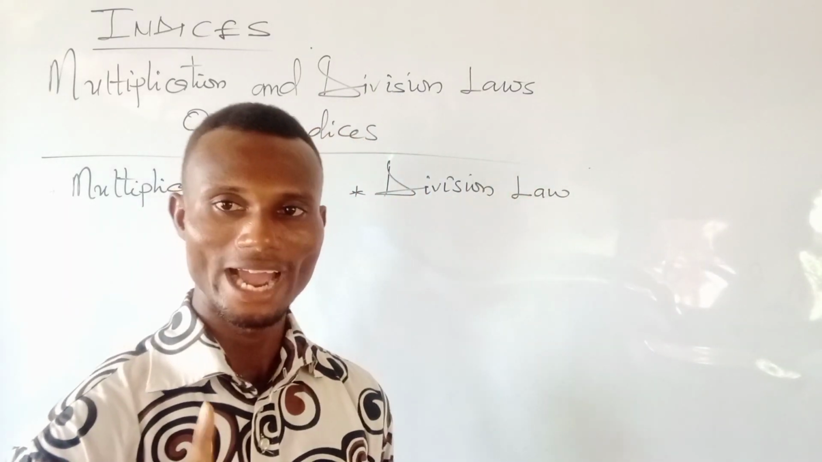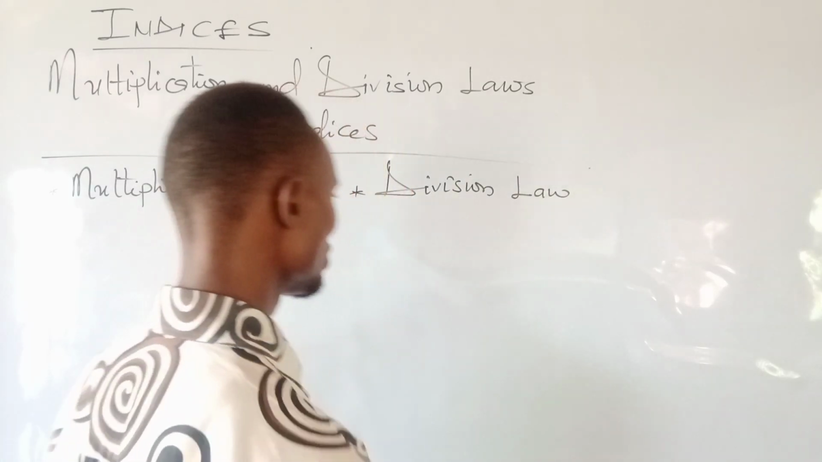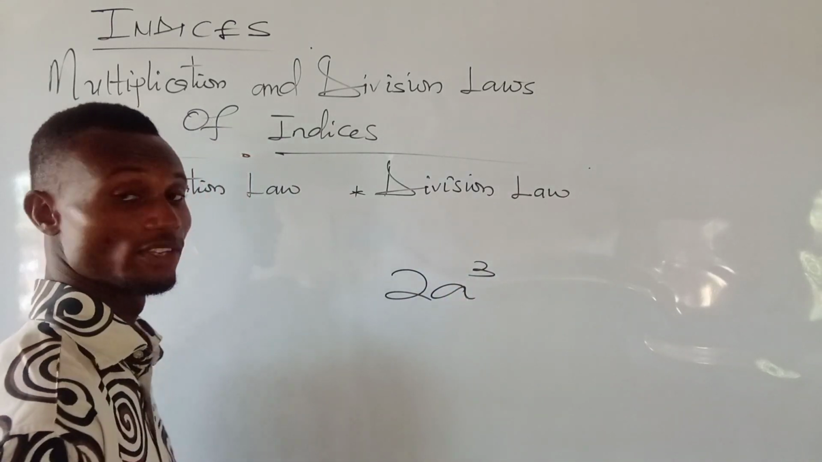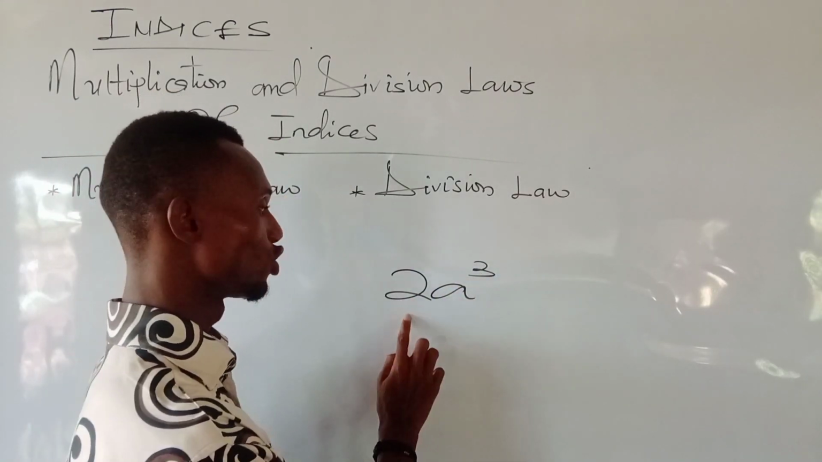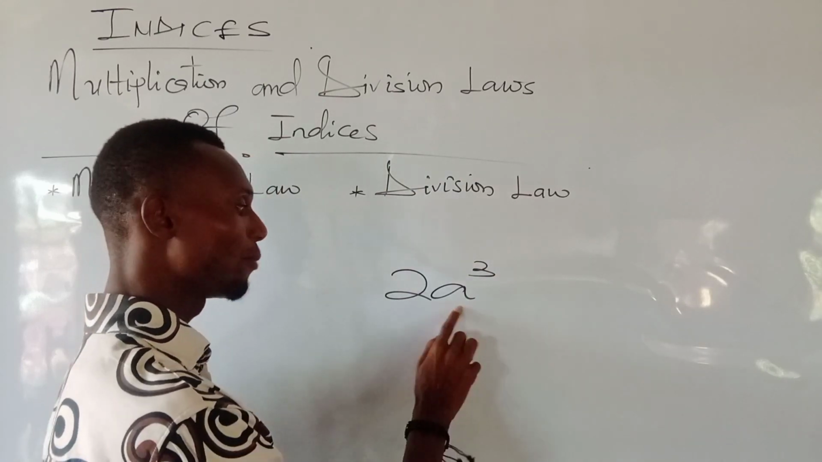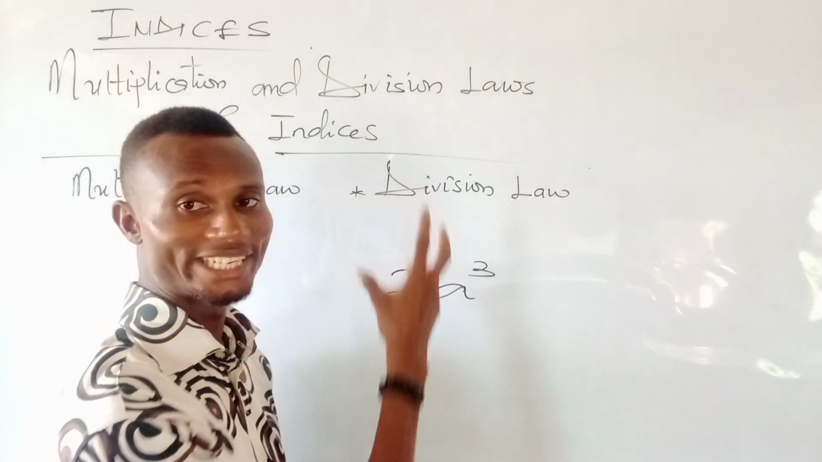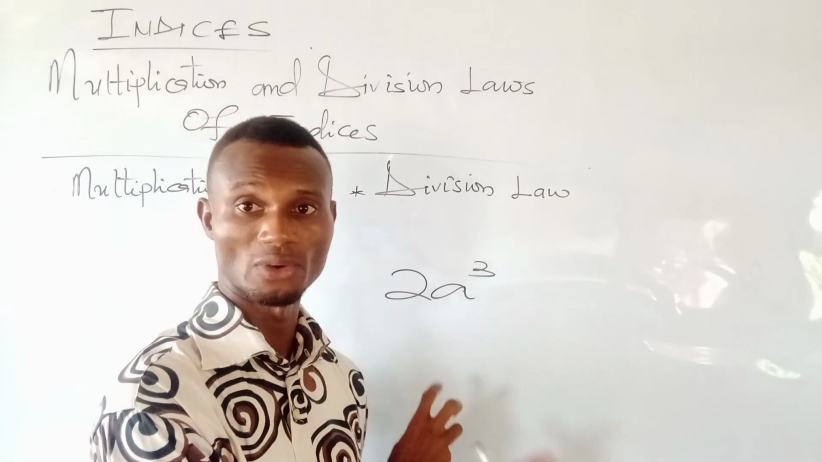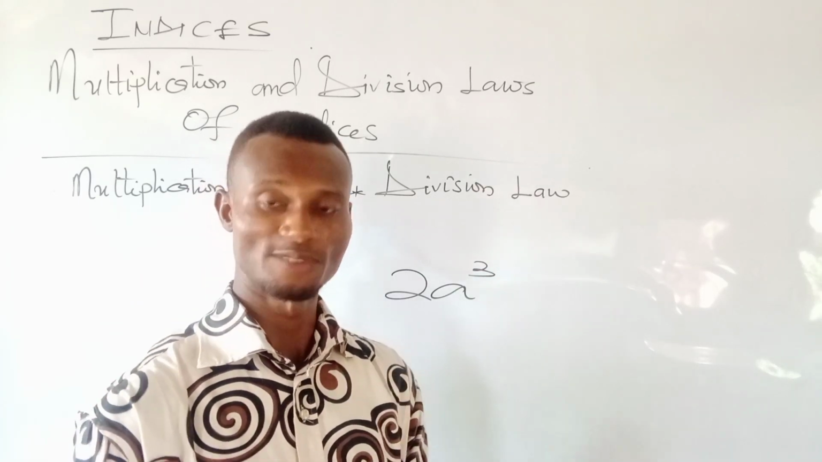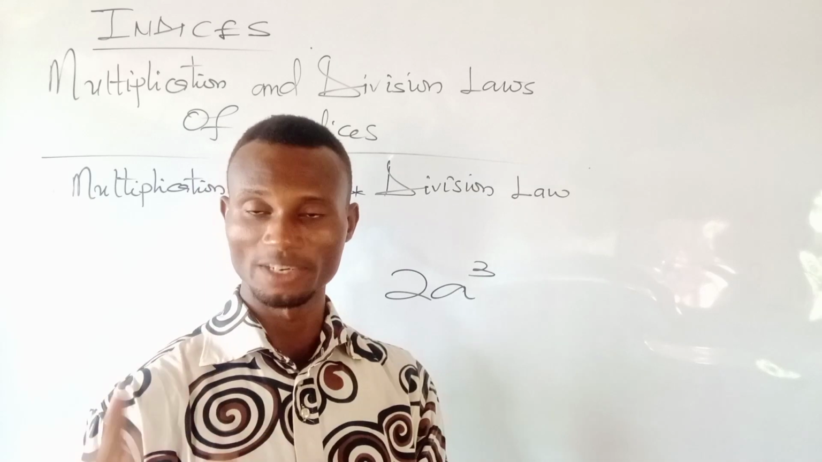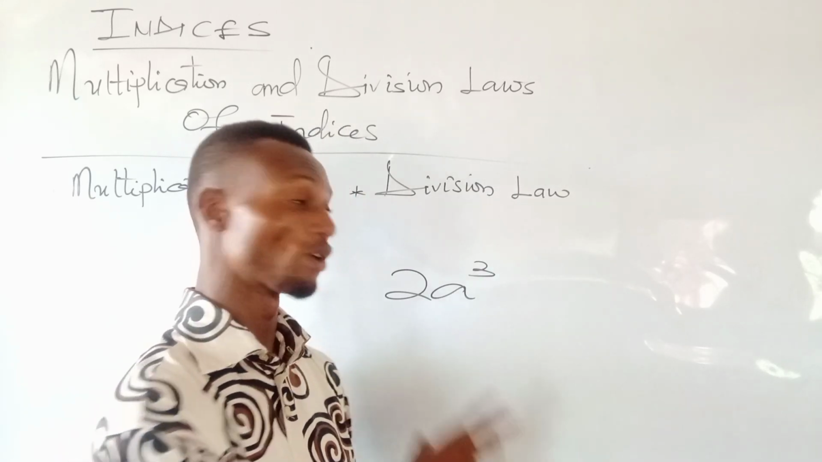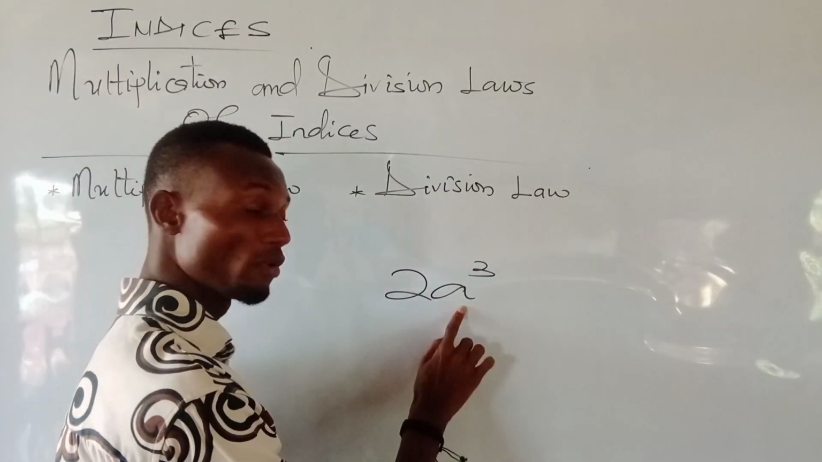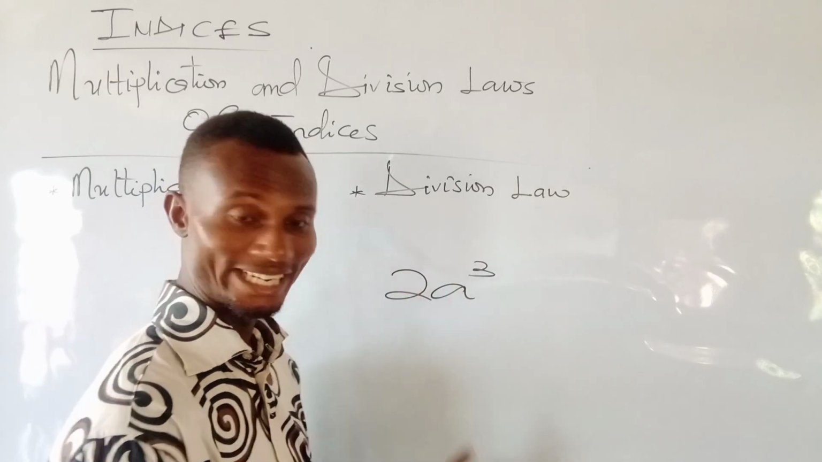But before that, I have to show you something. Assuming I have 2a to the power 3, how to pronounce this, 2a to the power 3. Now the variable here, the a, under the indices we call it the base. I remember I've done a detailed explanation of this under the algebraic expression, that's the multiplication and division of algebraic expression. It's the same knowledge here. So the variable here, we call it the base under the indices.